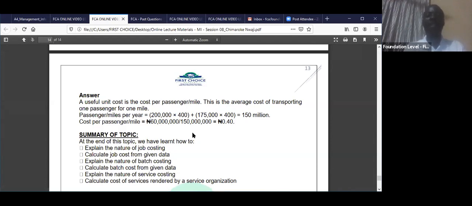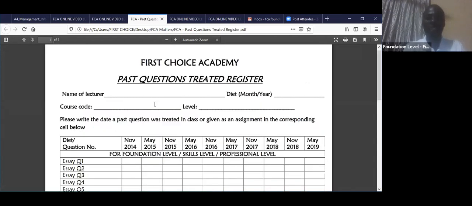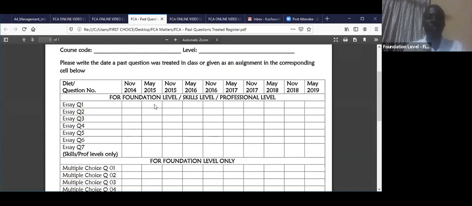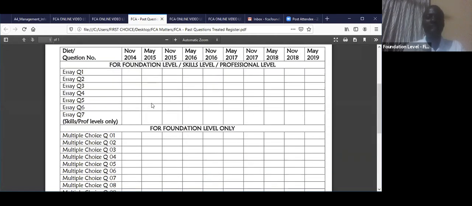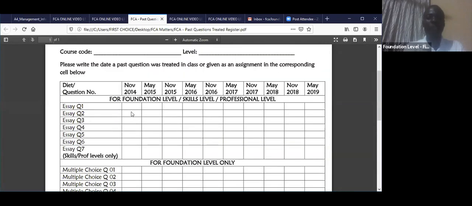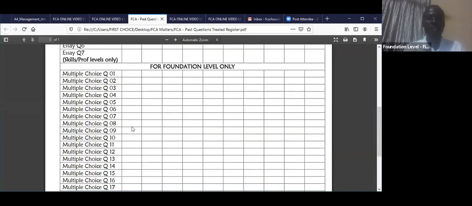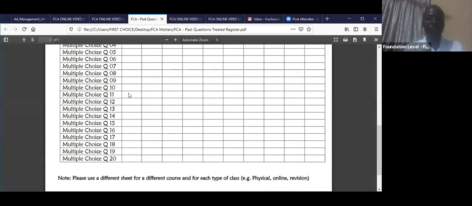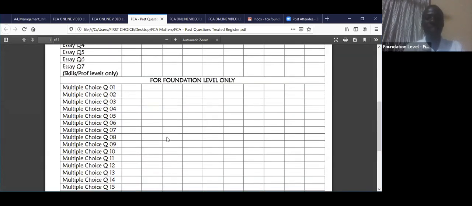I will advise that you go and look at past question papers that contain them. Then you get something like this. Each of the questions, if it is a multiple choice question, you look at the diet and you answer them, you tick them. This is for the 20 multiple choice questions. You tick them anywhere you see a batch costing or job costing question.